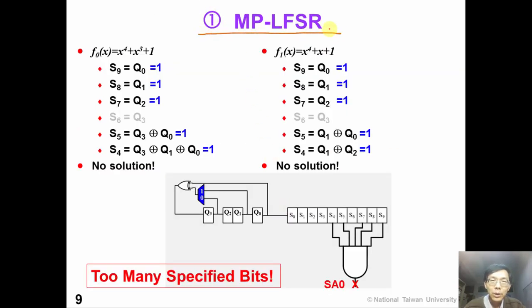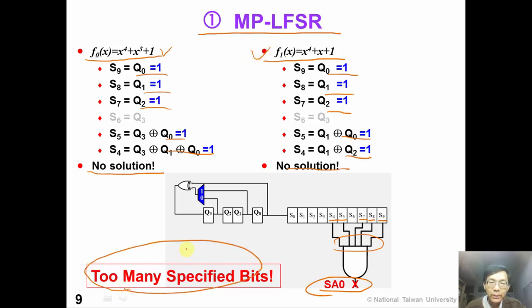First, let's try if multiple polynomial LFSR can help. Suppose we want to detect the output stuck-at-0 for this 5-input AND gate. This is a random pattern resistant fault, so we will require 5 ones at the scan chain. We use polynomial F0 and we found no solution. And again, we tried another polynomial F1, which has no solution either. Unfortunately, in this case, we failed to find a solution even using two polynomials. This is because we have too many specified bits for this random pattern resistant fault. So what can we do?